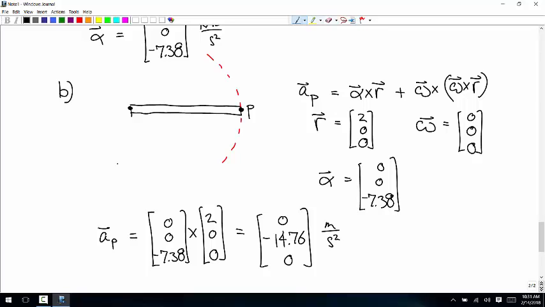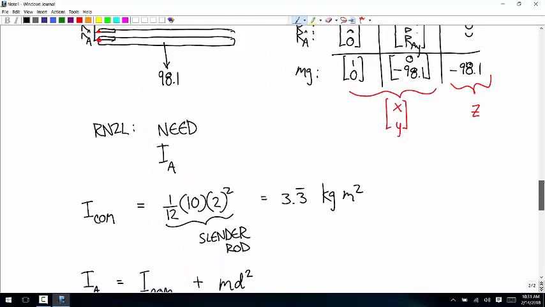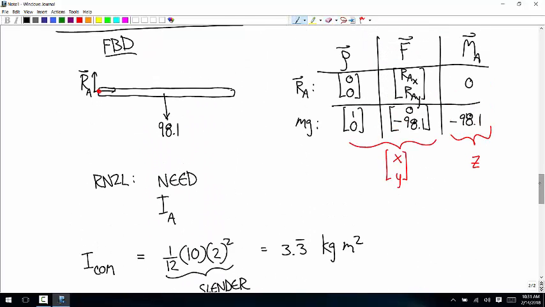By the way, that's an interesting thing: the acceleration of this point on this rigid body is greater than the acceleration of free fall, even though it's only gravity that's causing that.